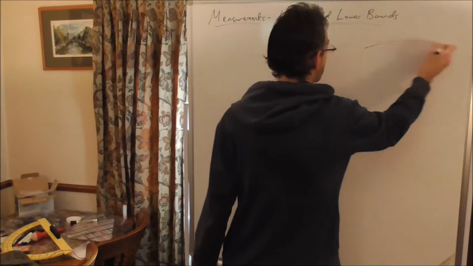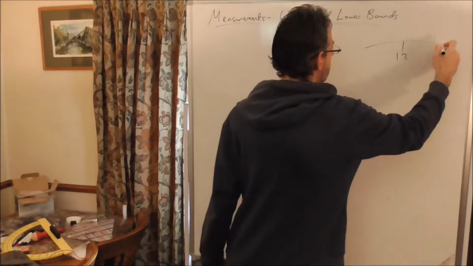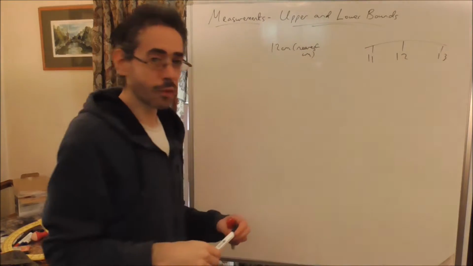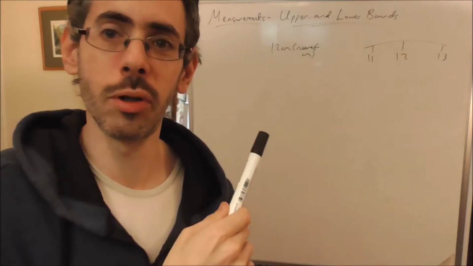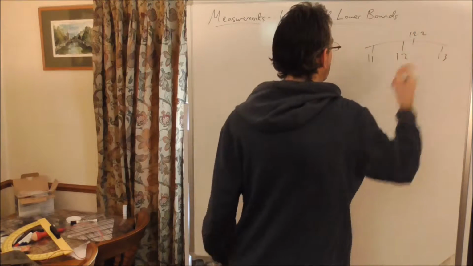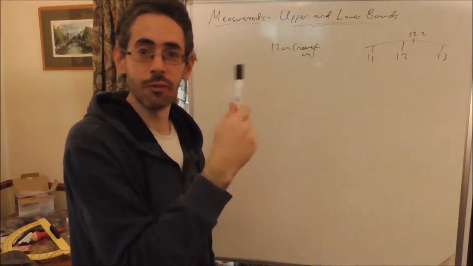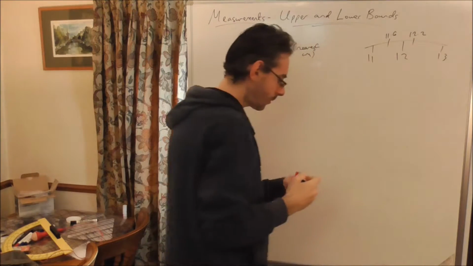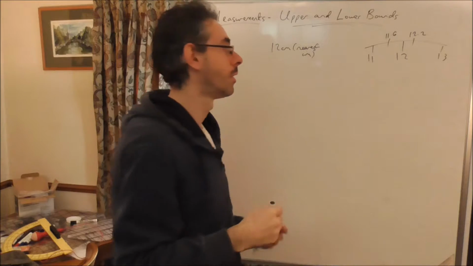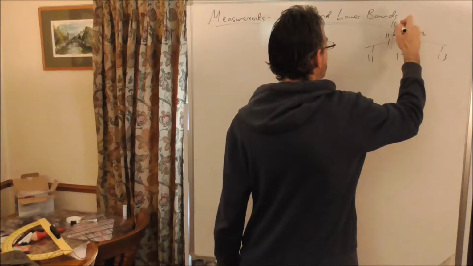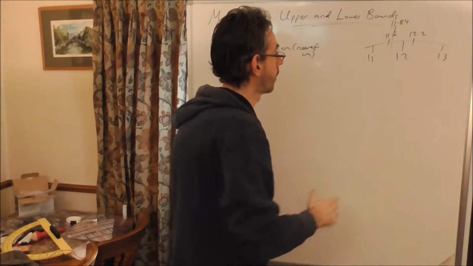So if you imagine a number line or a ruler, I'll put 12 here, 13 here, 11 here. So the length rounds to 12, so it could be 12.2, for example. That's a length that rounds to 12. Or it could be 11.6, that's a length that rounds to 12. Or it could be 11.84, that's another length that rounds to 12. So there are lots of possible values for the length of the pen.